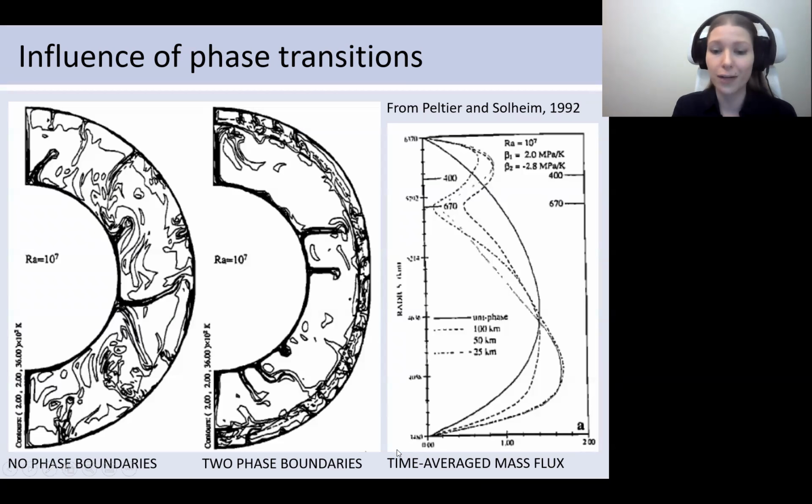So what we see here on the right is the time averaged mass flux on the horizontal axis plotted over the depth of the model. The solid line is a model without phase transitions, and the dashed lines are models with phase transitions. So the 660 has a Clapeyron slope of minus 2.8 megapascal per Kelvin. We see that the flux is impeded, so there's less material that can pass through. But we also see that the different phase transition width causes more or less material to flow through. So the wider the transition, the more material can actually pass from the upper to the lower mantle.